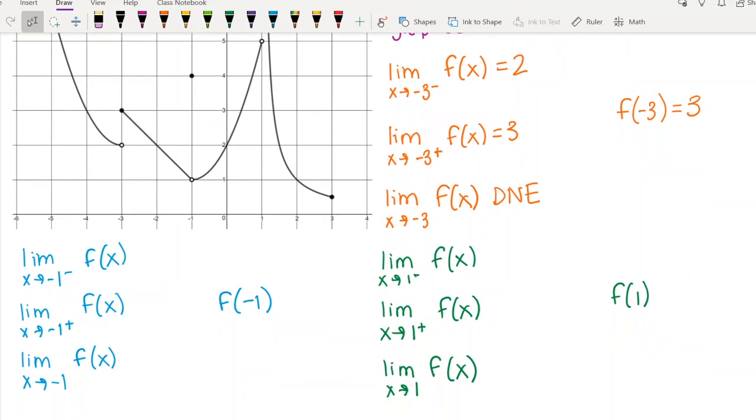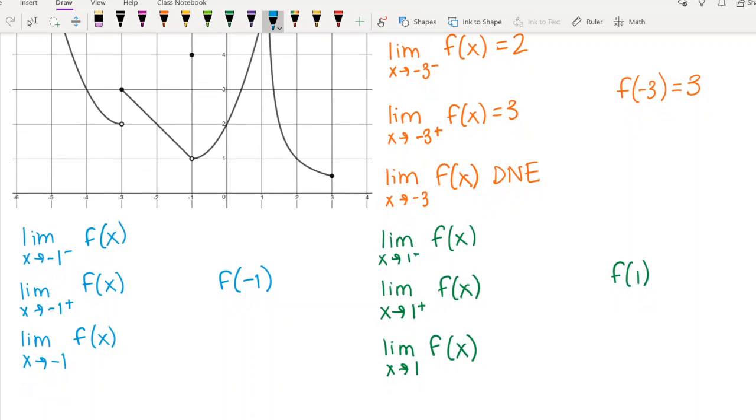Okay, so next one, let's do -1. If we're looking at -1 from the left, we're coming in from the left side of -1, and we're seeing where the y values of the graph are headed, and they're headed towards a height of 1, right? That's the trend of where the heights are headed before it gets to that hole. Similarly from the right, the graph is heading towards a height of 1. And so overall, the limit is 1.